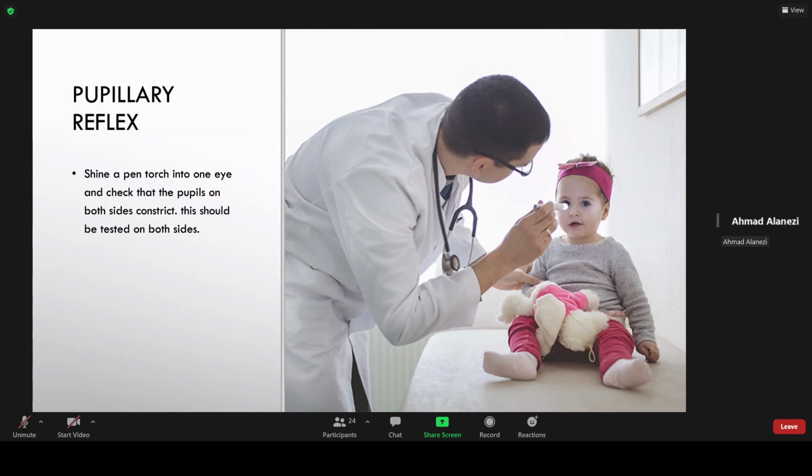Abdullah, that's correct, but it's only part of the answer. So there is an afferent and there is the efferent. The afferent is the optic nerve, right? So the pupillary reflex assesses the integrity of the optic nerve, and also the integrity of the third nerve, the oculomotor. The afferent goes by the optic nerve, and the efferent, which is pupillary constriction, is mediated by the third cranial nerve.